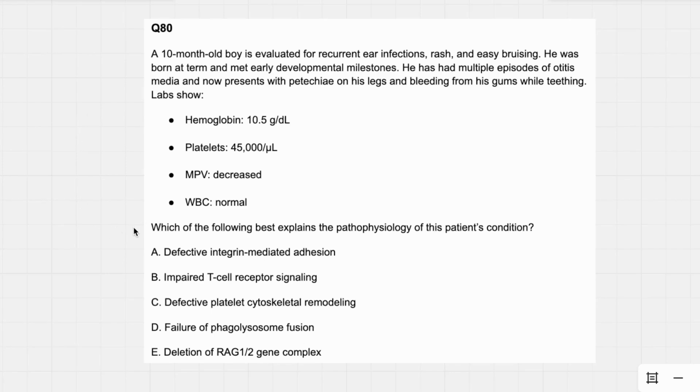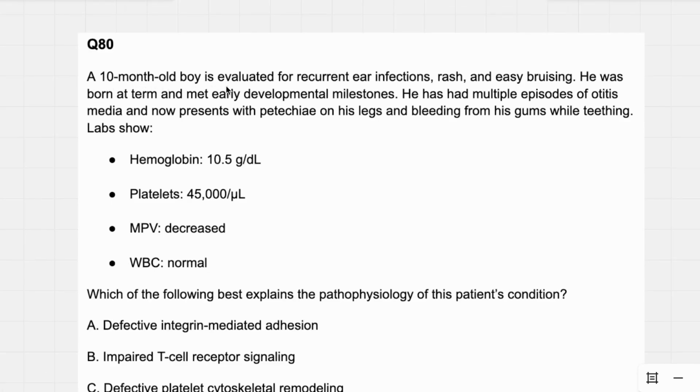Question 80. Which of the following best explains the pathophysiology of this patient's condition? Defective integrin-mediated adhesion, impaired T cell, cytoskeletal remodeling. Okay, so we know this is probably one of those biochem immunodeficiency questions. A 10-month-old boy is evaluated for recurrent ear infections, rash, and easy bruising.